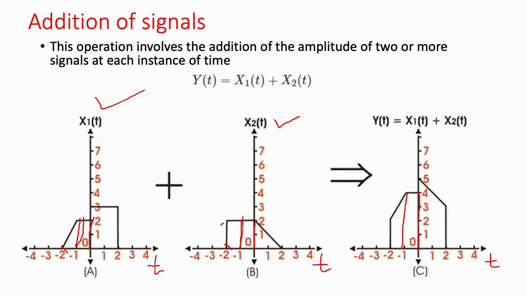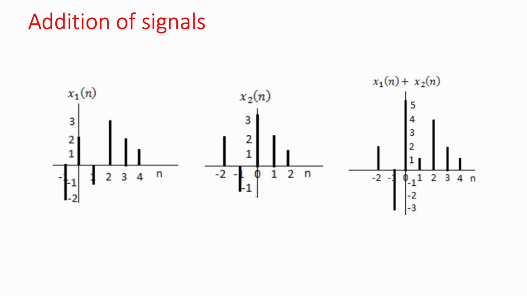At each and every instant of time, you mark it and draw the final version of the addition of signals. This is for a discrete time signal: x1 of n, x2 of n. At each instant of time, you add the amplitude of x1 and x2, and you will get x3 of n. Is it clear? For example, at 0, the amplitude is 2 and the other is 3. So 2 plus 3, you will get the amplitude 5 at 0.